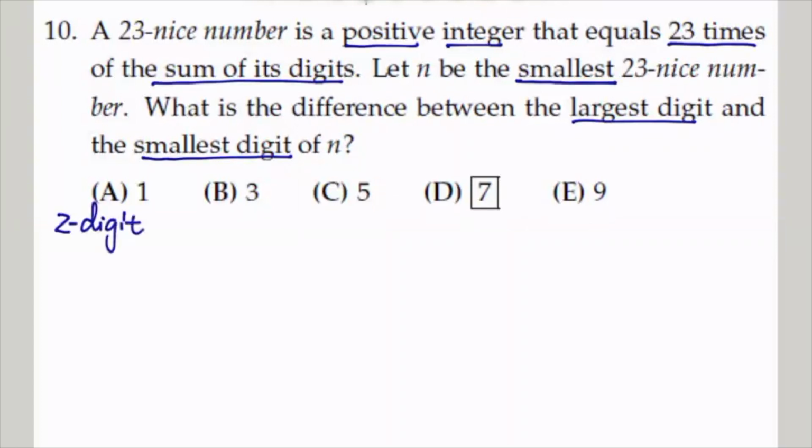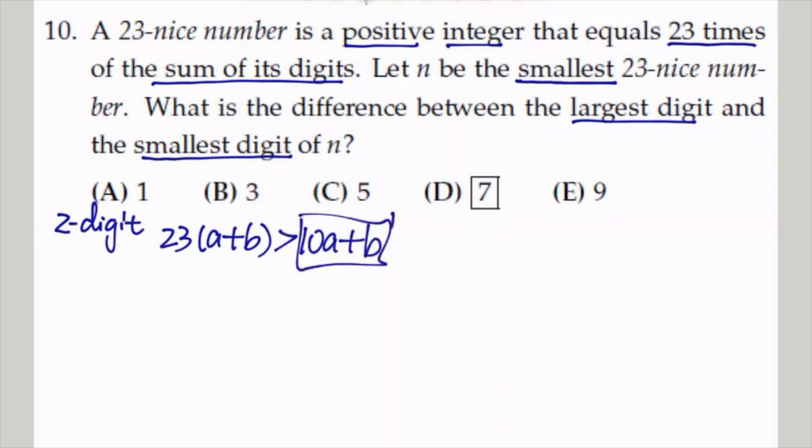Let A be the tens digit and B be the unit digit. By the definition, we know that the number n has to be 23 times the sum of the digits, which is 23 times (A plus B). And clearly, this is greater than 10A plus B. But this is n. We see that it is not possible for it to be 23 times the sum of the digits. Thus, 2-digit doesn't work.